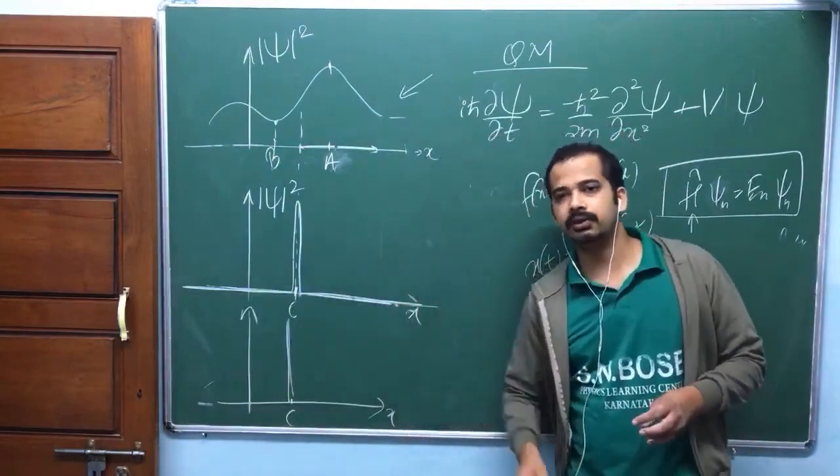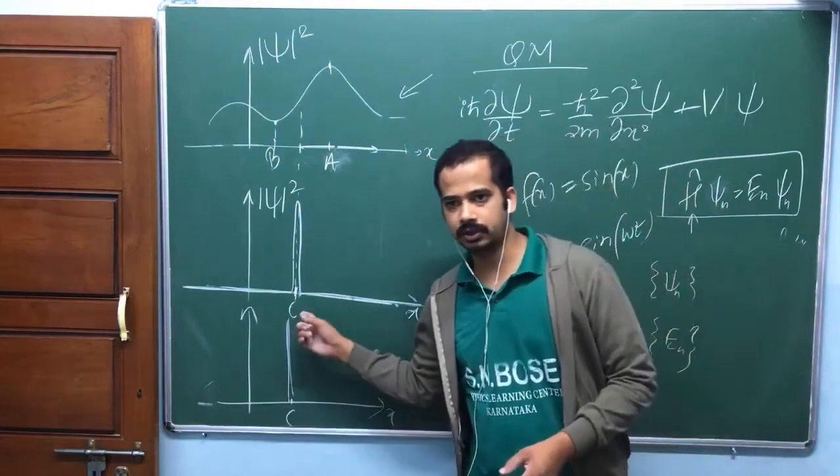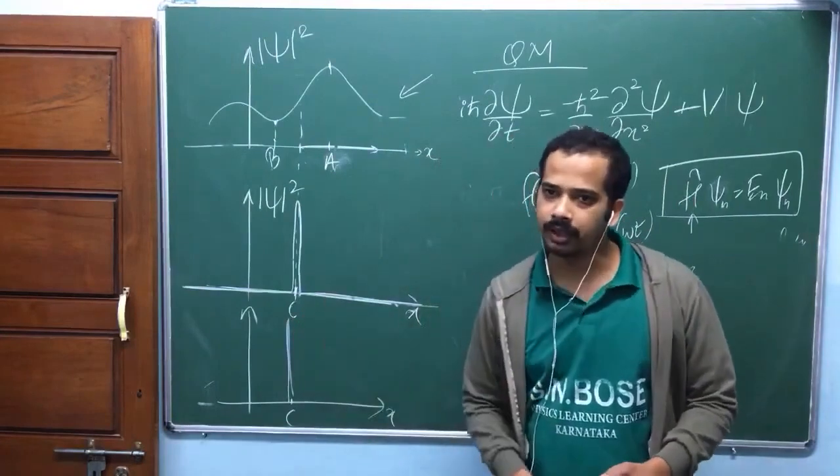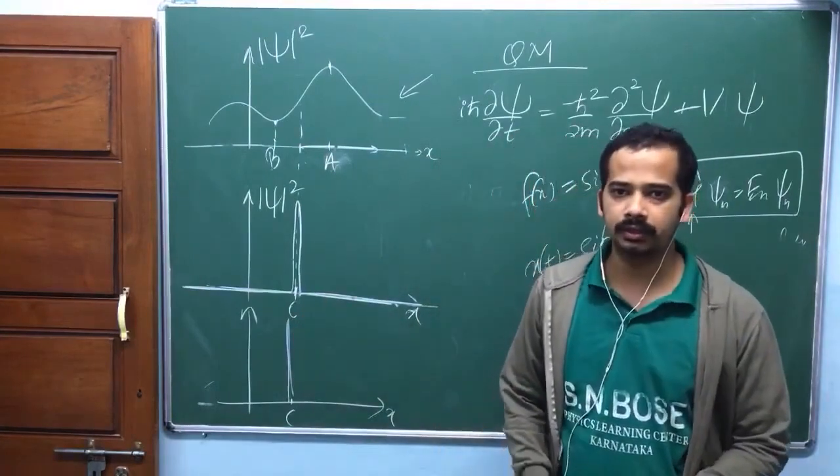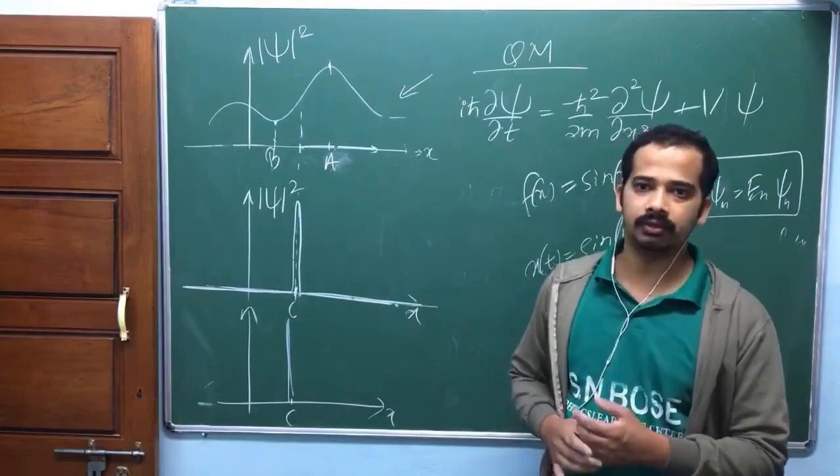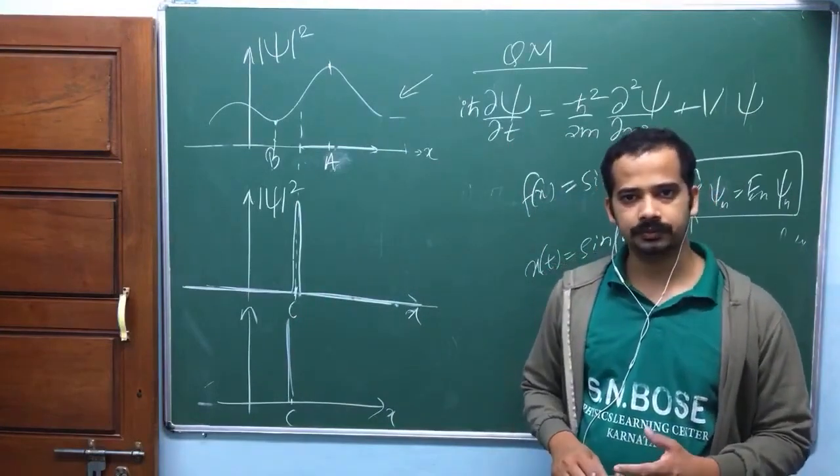Now compare this with the double slit experiment, compare it with single slit diffraction, compare this with tossing a head or tail, and try to understand. Is that okay? That's the best way.